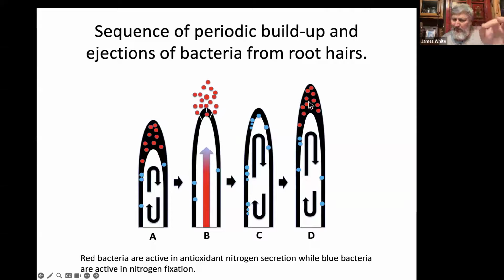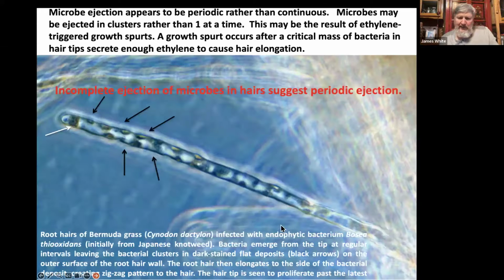And then in bulk, in mass, they secrete those hormones, causing a growth spurt again, like that. This is an actual root hair that shows the bacteria in clusters. These bacteria didn't get ejected, they remained in. So you could see the kind of striped pattern where they accumulated, and you had a growth spurt and they did not get ejected. They stayed in there, but you could see that. So you see this peculiar banding pattern.